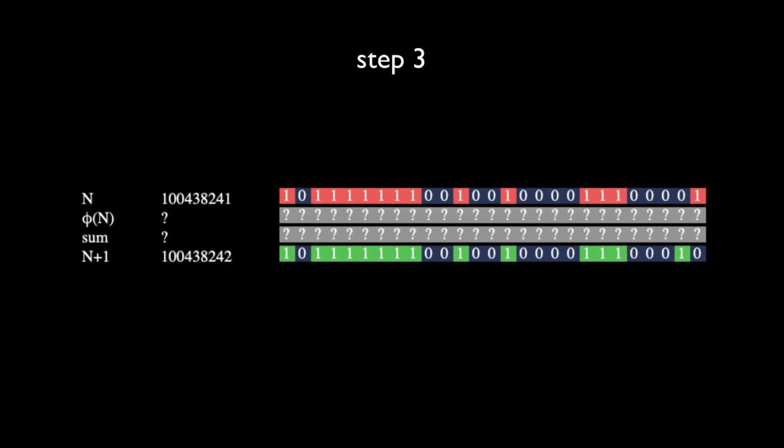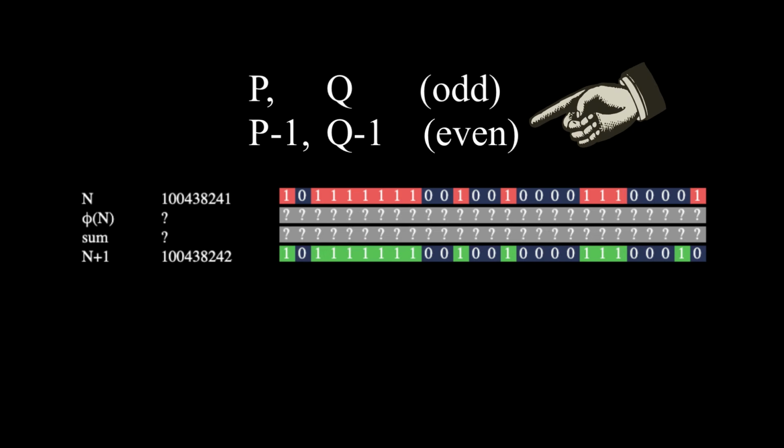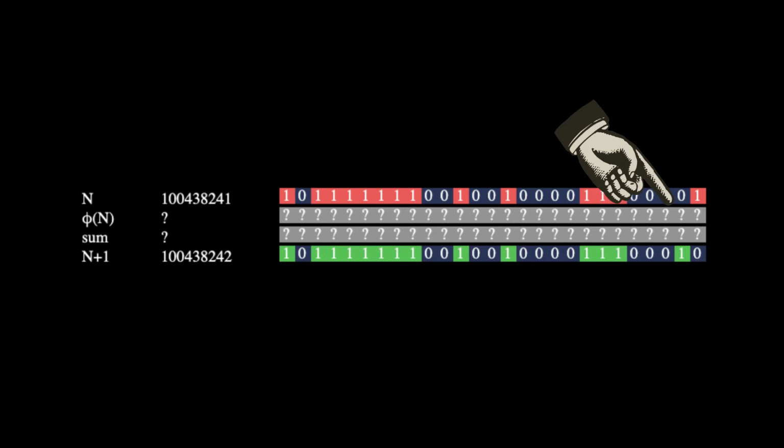Step 3, since p and q are both odd primes, we know that p minus 1 and q minus 1 are both even. The product of two even numbers is always a number that is divisible by 4. So let's set the last 2 bits of the totient to 0. Step 4, we set the last bit of S to 0 because we know it is always even, being the sum of 2 odd primes.